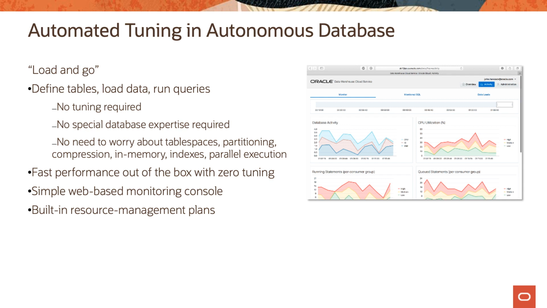Let us now look at automated tuning in autonomous database. When it comes to loading data, customers can just load and go, which means they just define the tables, load data, and then start running queries. Customers don't have to worry about any tuning activities. They don't need any special database expertise to perform this task. They also don't have to worry about creating, managing table spaces, partitioning, compression, in-memory indexes, or a parallel execution. Oracle Autonomous Database gives fast performance out of the box with zero tuning.